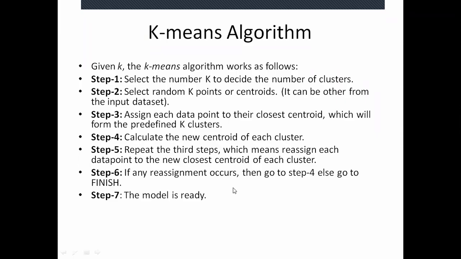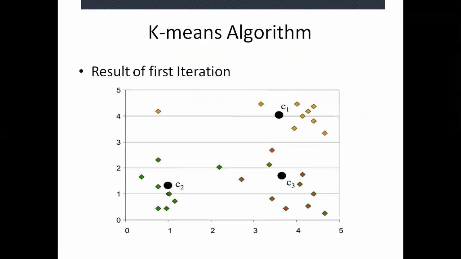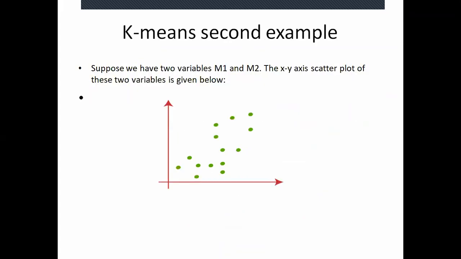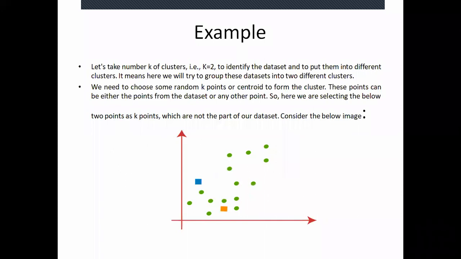So I will take this example I had already taken. If you want, I can take one more example. Suppose these data points are given to you and you need to make clusters of them. First of all, I need to find the value of k. Suppose I'm taking k as 2. That means there are 2 clusters that I want to create. So first I need to take 2 centroids. Suppose one centroid I'm taking is this one, another centroid is this one.